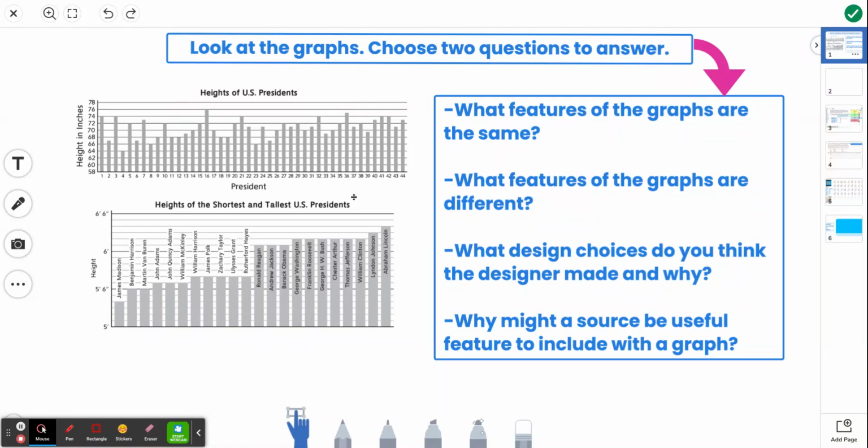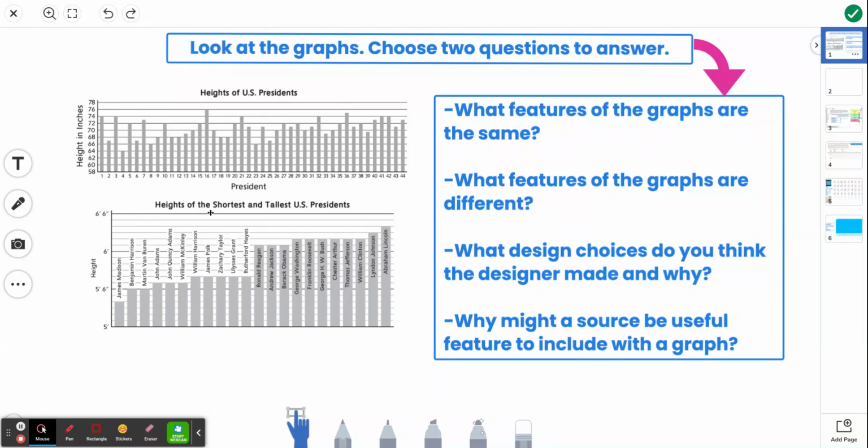What features of the graphs are different? So this one lists all the presidents, starting with the first president to the most recent president. Actually, I believe that would be President Obama.